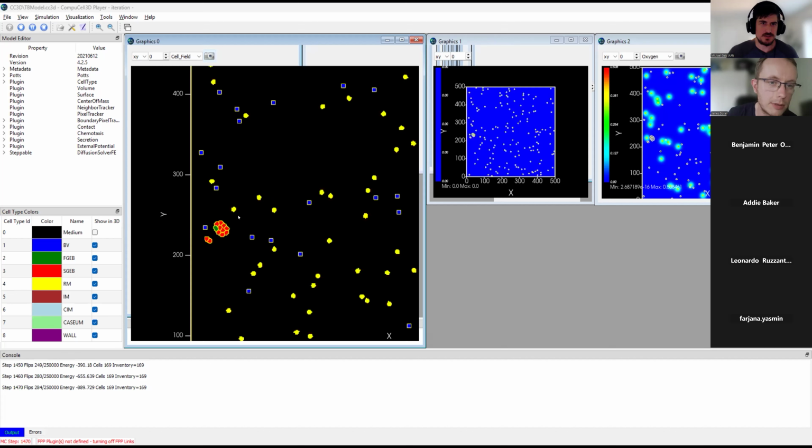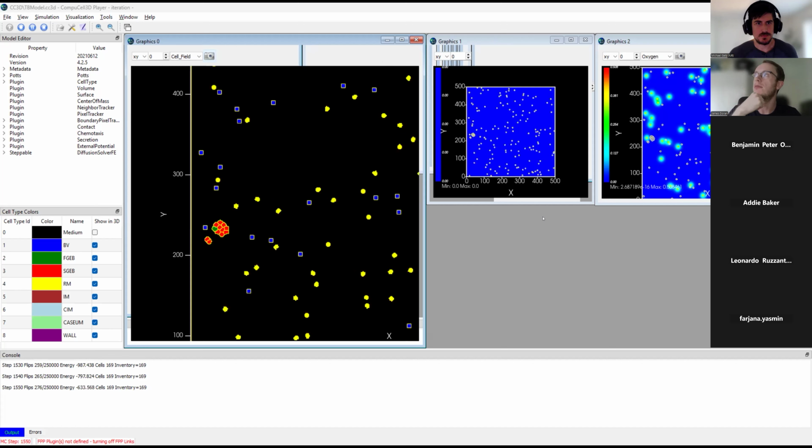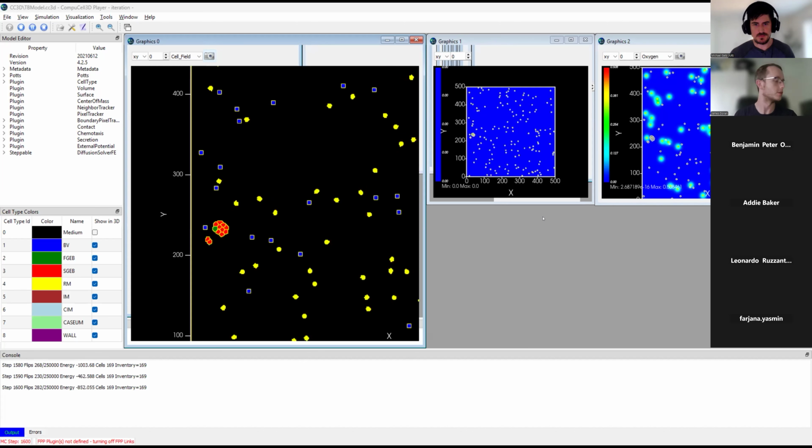Could you answer, is this external potential a biased force or just a random force that's applied on these macrophages? Yeah, so it's based upon the direction that they're currently traveling in. We set the external potential up to be based on a circular distribution. What was the name? Von Mises distribution.